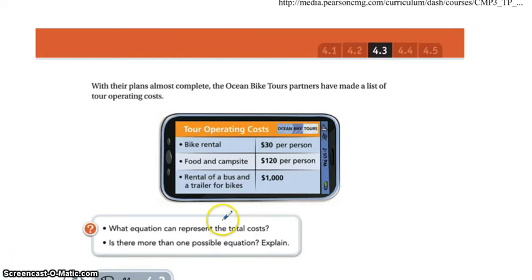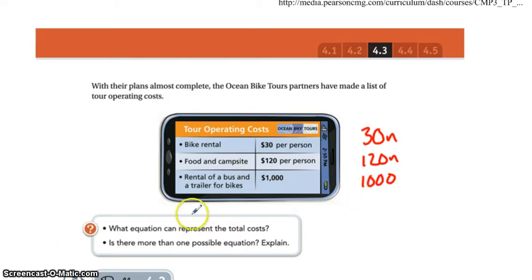Okay, so we are going to continue our bike rental operation tour discussion and say that they have made a list of operating costs where the bike rental is $30 per person, or 30n. Let's redo that in something darker to where it'll show up. So bike rental would be 30n. Food and campsite rental would be 120 per person, 120n, and the rental of a bus and trailer for the bikes is a flat fee of $1,000. Not per person, just a flat fee of $1,000.